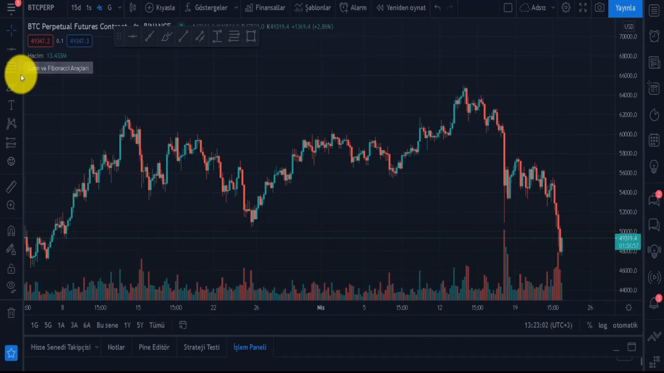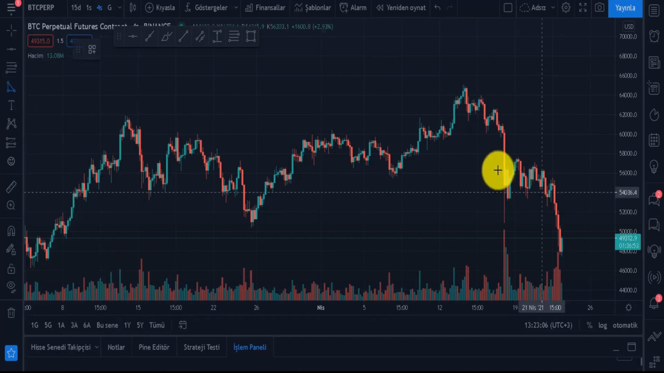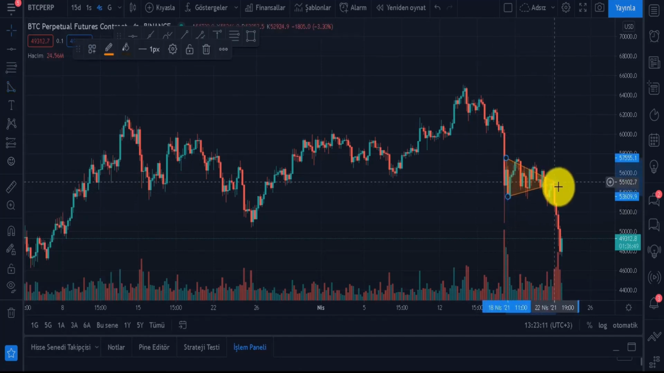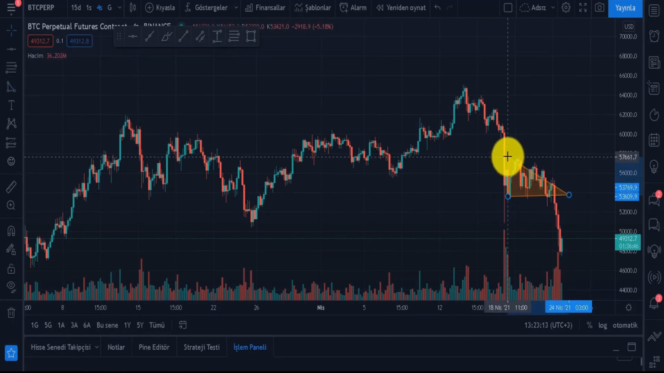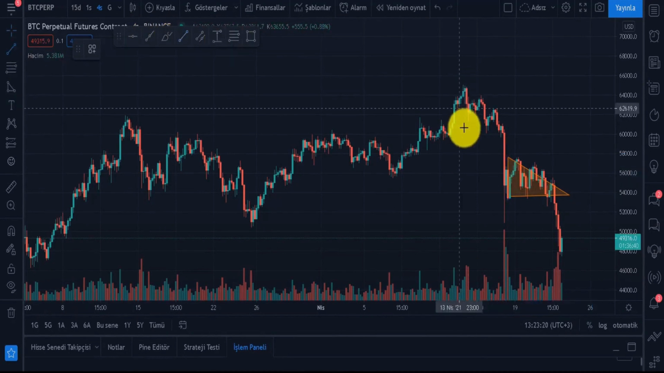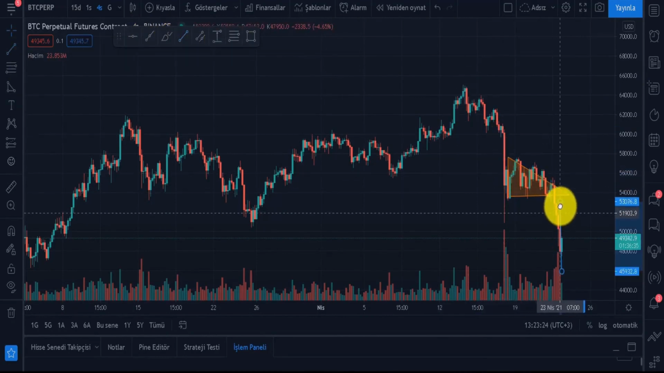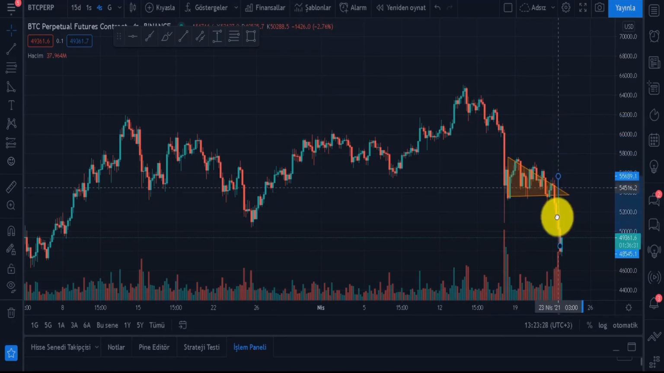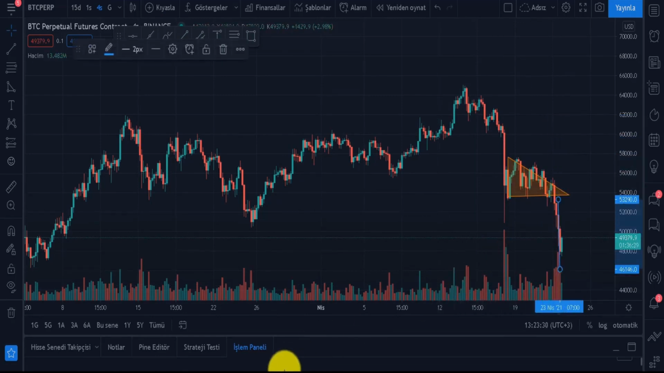As you can see here, let me show you. Right from this point, here you can see a triangle, for example. What do these triangles mean? And what directions do they indicate for us? We will discuss these. Look, as you can see, the targets are here. If it breaks above the triangle, the target is this way. If it breaks below, the target is this way.